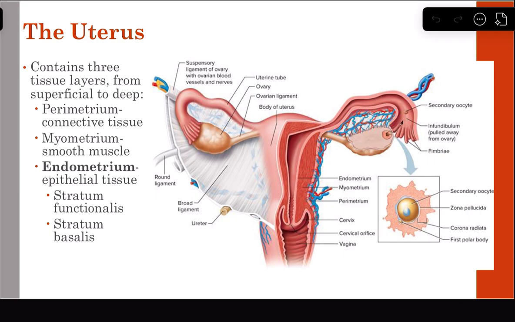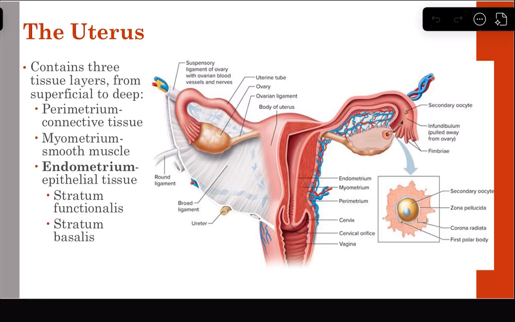we're going to notice this landmark called the endometrium. Okay, this is going to be the deepest of the 3 primary layers that compose the uterus. So just to kind of back up a little bit, the uterus is going to contain 3 main tissue layers. From superficial to deep, we have what's called the perimetrium, right? Kind of like we had with the pericardium, for example, right?